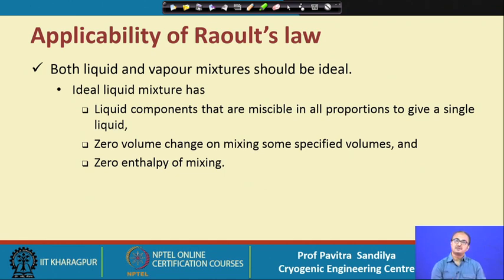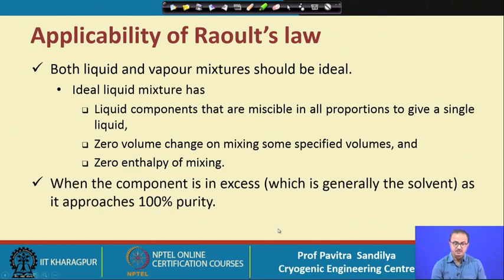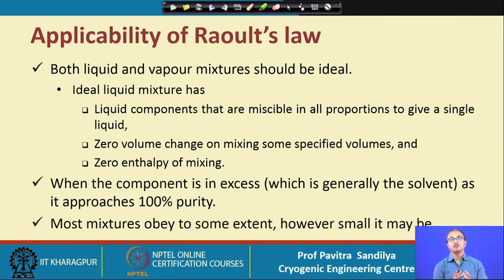For example, whenever we are mixing an acid with water, we find that the system becomes heated up. So in that case, it is not an ideal liquid solution. Generally, when a particular component is present in excess, we can always apply Raoult's law. That means, even if we have some impurity, but the impurity amount is very, very small, we can still go with Raoult's law. Especially in the case of natural gas and petroleum, we find several times that there are many impurities present, but if the main component is in excess, then we can use Raoult's law. And most mixtures obey this particular Raoult's law to some extent, however small it may be.